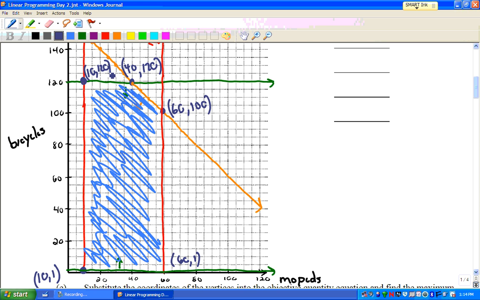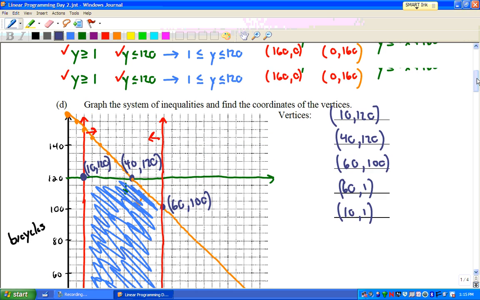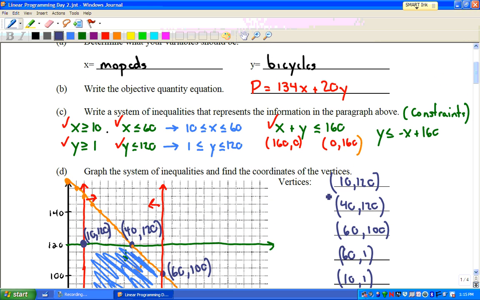So I'm going to label all of my vertices here. 10, comma 1. 60, comma 1. This one right here, 60, comma 100. We got 40, comma 120. And then we got 10, comma 120 as well. Now what we want to do is take all of these and put them into my objective quantity. We want to find my maximum and we want to find my minimum, my combination of bikes and mopeds that's going to make us the most profit.